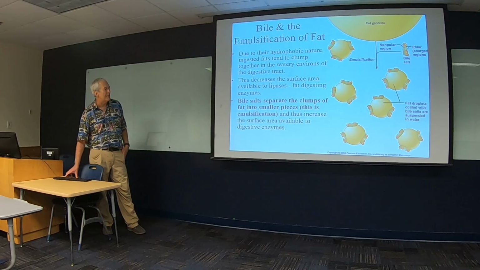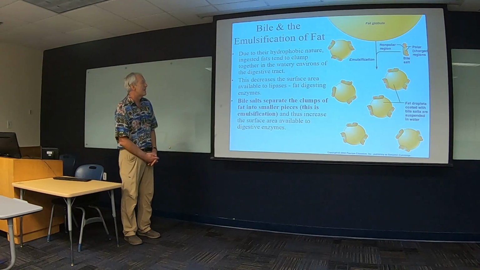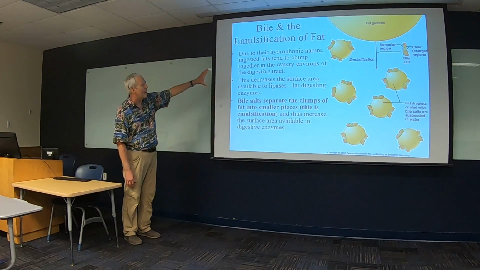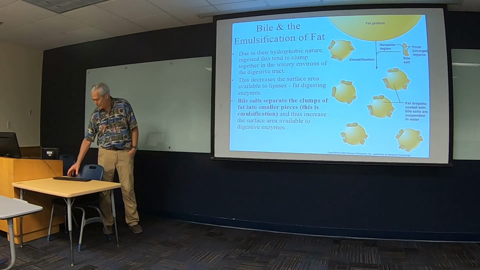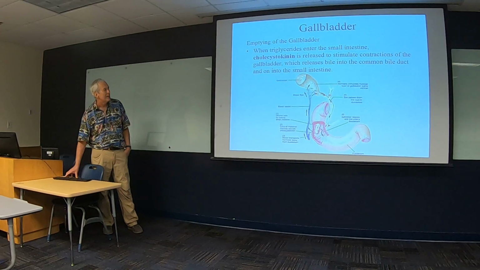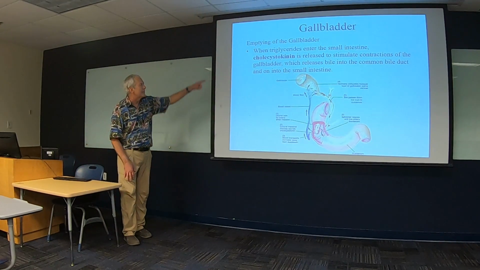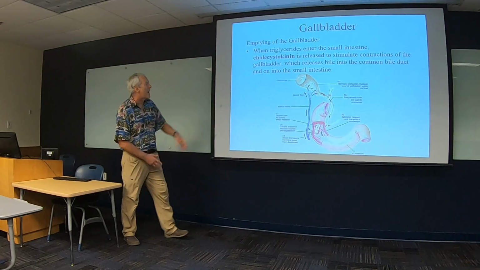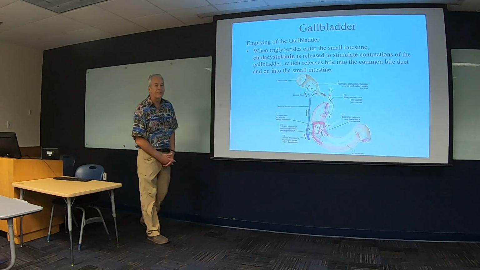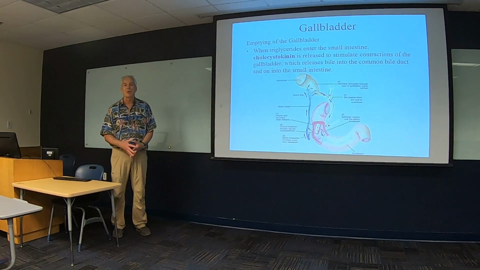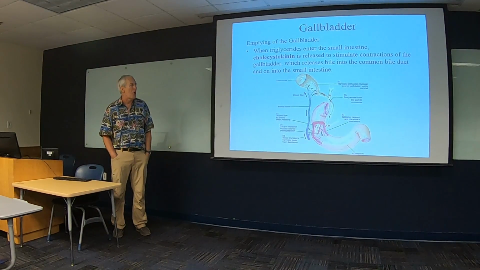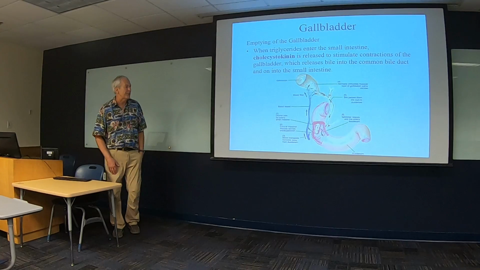So this just gives an idea of what emulsification is. It is going to increase the surface area available to the enzymes for digestion, and it allows the fat to be completely digested. So the gallbladder, as I said, responds to cholecystokinin. Chole typically refers to gallbladder, so if you have a cholecystectomy, that means they took out your gallbladder. They can, in many cases, do that without open surgery, but they do it laparoscopically.